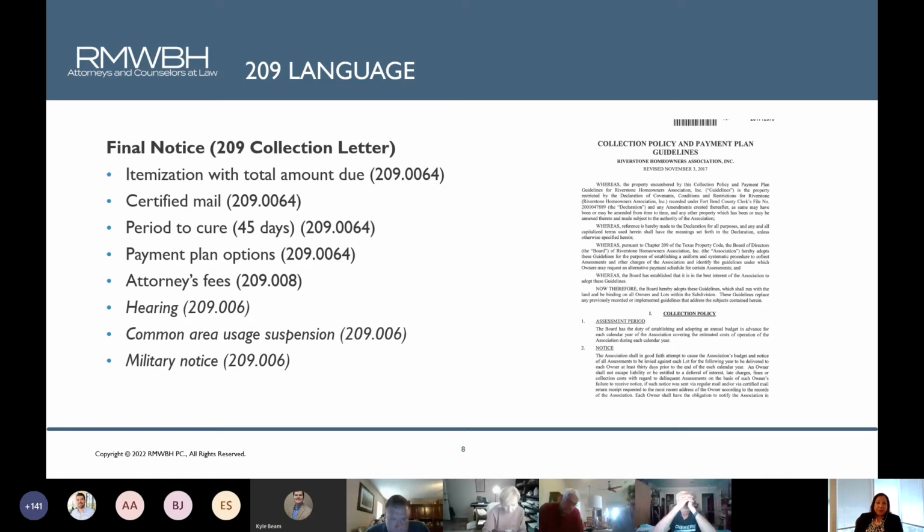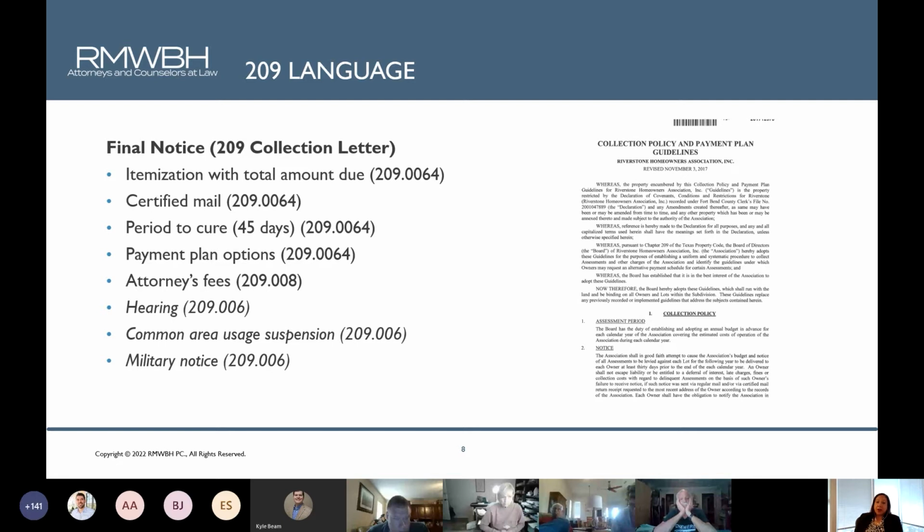Attorney's fees, another really important provision or part of the 209 letter, is to make sure that the homeowner understands that if the homeowner does not either pay in full or elect to enter into a payment plan agreement under the association's payment plan policy, the association will be incurring attorney's fees in collecting the amounts due, and the homeowner is going to be obligated for the payment of the attorney's fees or for that third-party collection agent.